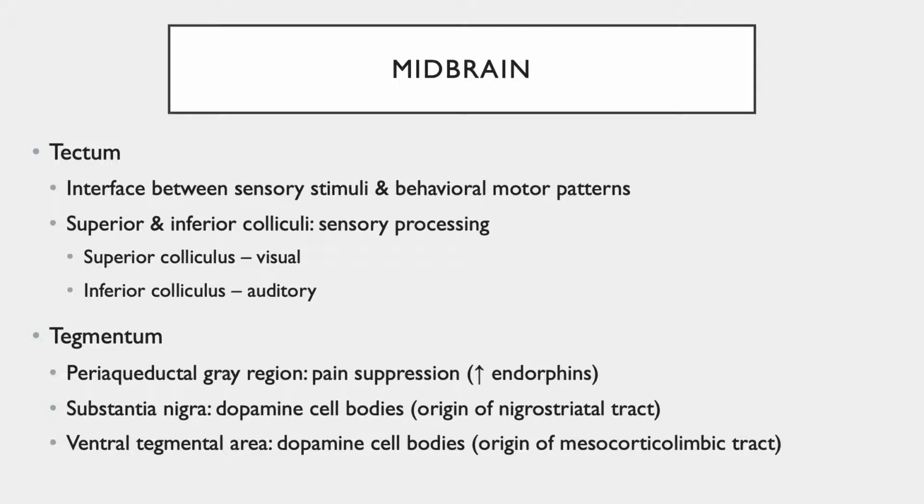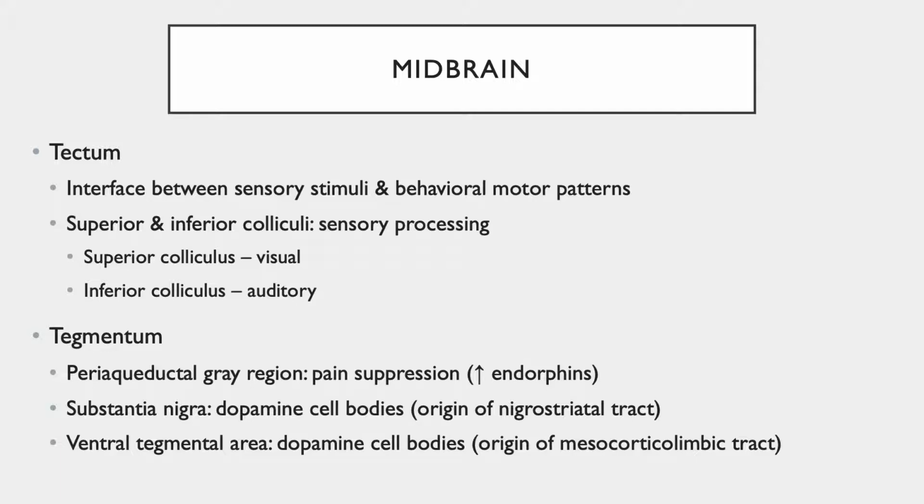The substantia nigra is a nuclei of dopaminergic cell bodies and is the origin of the nigrostriatal tract. As I mentioned in an earlier lecture presentation, there are 4 dopamine tracts, one of which is the nigrostriatal tract that projects from the nuclei in the substantia nigra to the striatum of the basal ganglia.